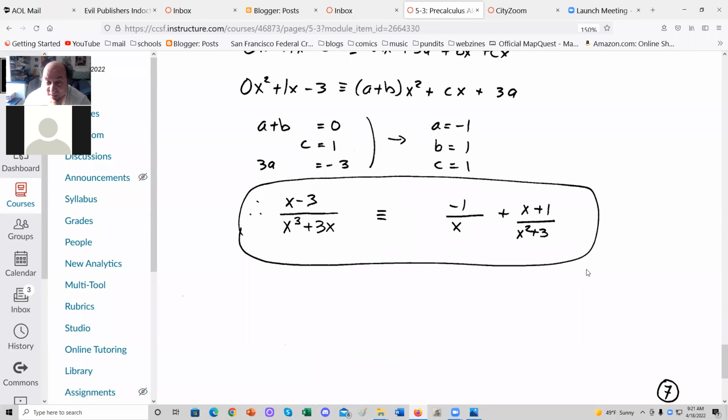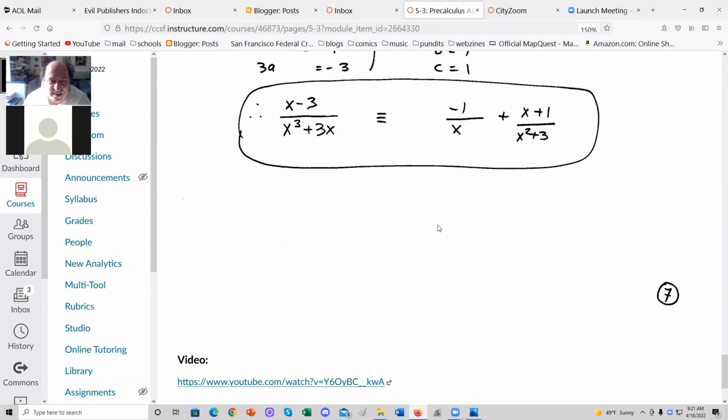Okay. And when you get to the calculus, if you're told to integrate this, that integral is the sum of these two integrals. And this is an easy one to integrate, and this is not that hard. So that's these.